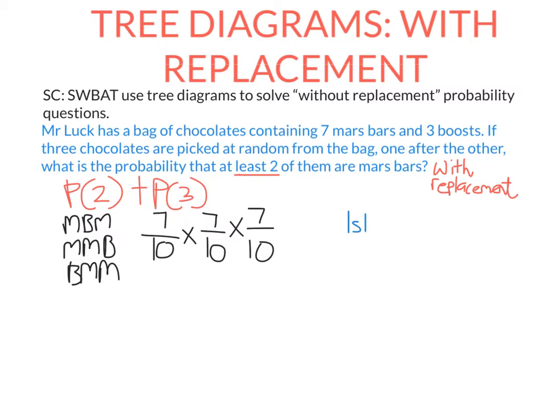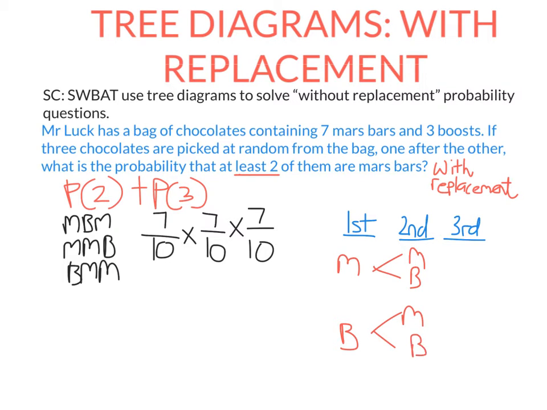So we have a column for each stage. Here there are 3 stages. Each stage is picking a different chocolate. So all you do is write the outcomes. First go, I could get Mars bar or boost. Second go, I could get Mars bar or boost again. And similarly, on the third go, I could get Mars bar or boost. So that's what the tree diagram looks like. And then I'm going to write the outcomes. Here, the number of outcomes is 2 times 2 times 2, which is 8.